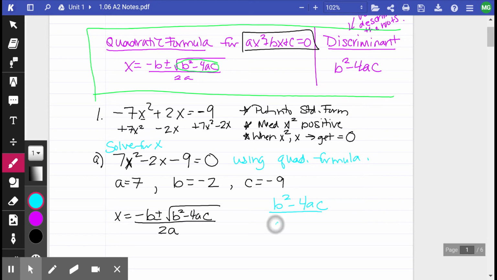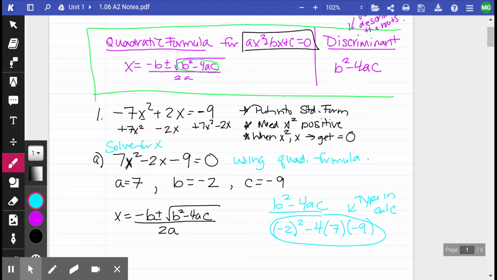So b squared minus 4ac would be negative 2 quantity squared. Make sure that's in parentheses. If it's not, it will not work out, or you will lose points for not putting it in parentheses. And you're going to type this whole thing into your calculator all at once. So what I mean is go to your calculator and, in your parentheses, type in negative 2 quantity squared minus 4 times 7 times negative 9.